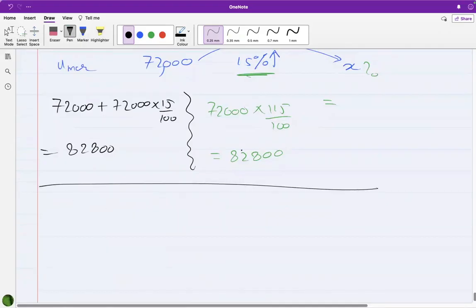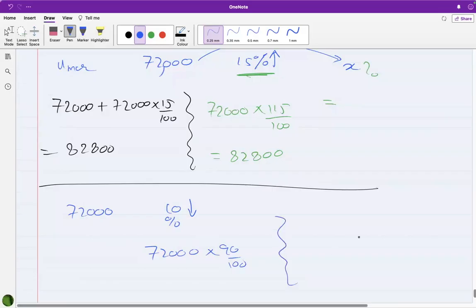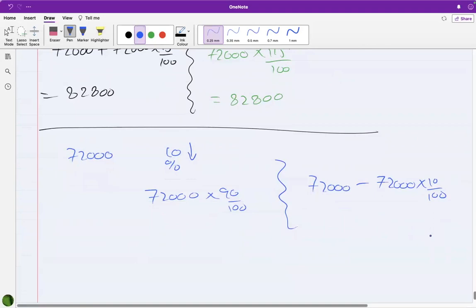Same if we say this was not the salary, this was the price of something, and that reduced by 10%. So I can write 72,000 into 90 by 100, or I can write 72,000 minus 10% of it. So 72,000 into 90 by 100, I'm getting 64,800. Okay, now the reverse order.